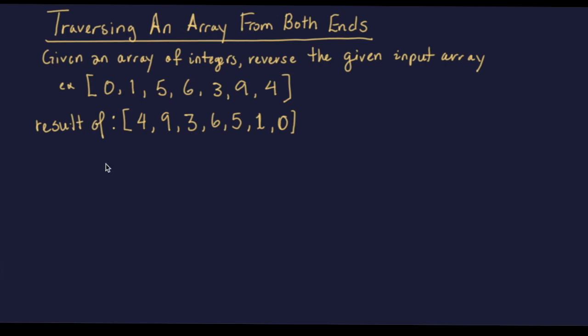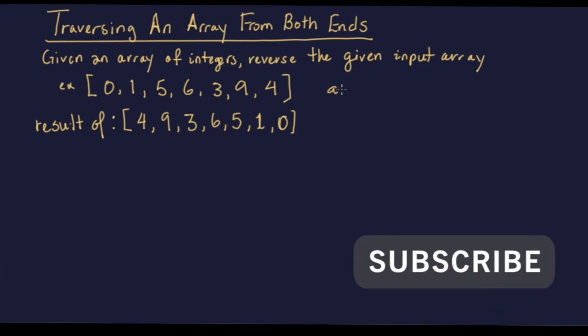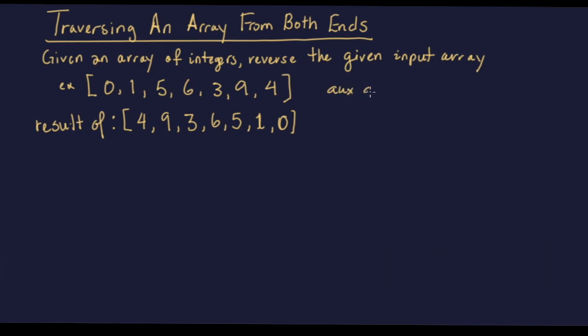So one way to solve this is to allocate a new array of the same size and traverse from the back to the front, adding the element at each iteration to the output array. So basically something like this. This is a 7-element array, right? So we allocate a new auxiliary array. So I'm going to just say aux array. Right? And it's a 7-element array.